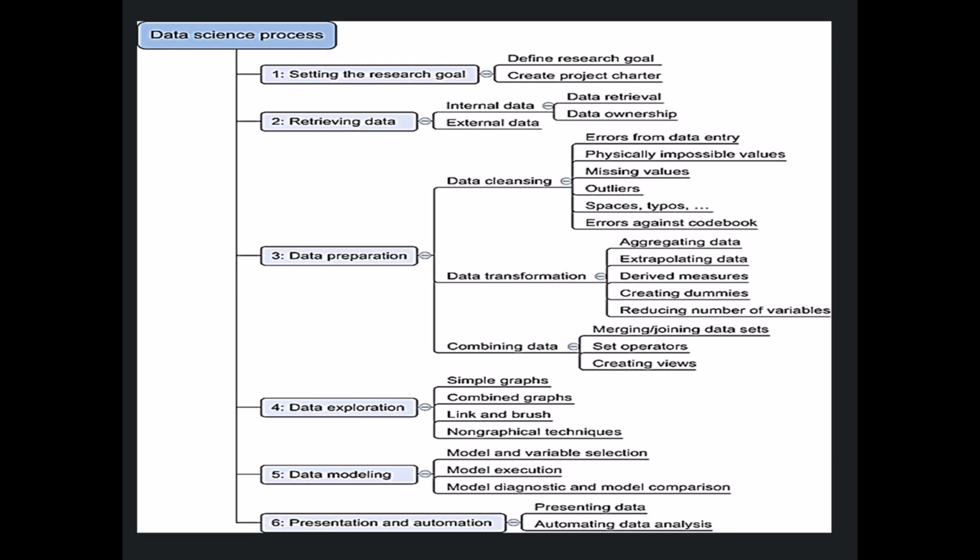What are all the steps? Setting the research goal, retrieving data, data preparation, data exploration, data modeling, and presentation and automation. These are the six steps involved in the data science process. I repeat: setting the research goal, retrieving data, data preparation, data exploration, data modeling, presentation and automation. First we will discuss setting the research goal.